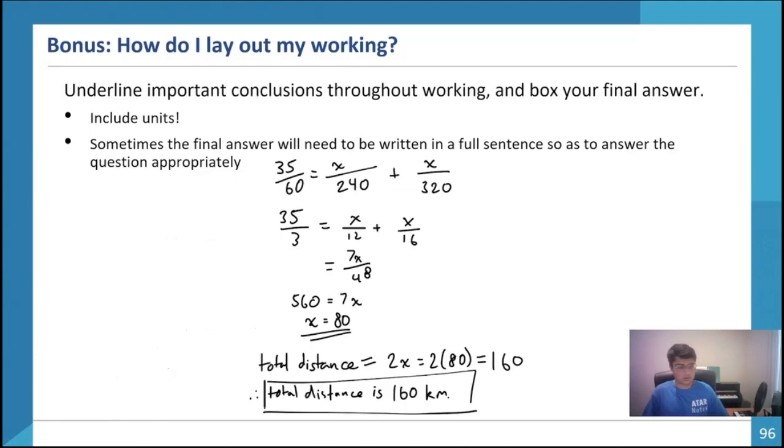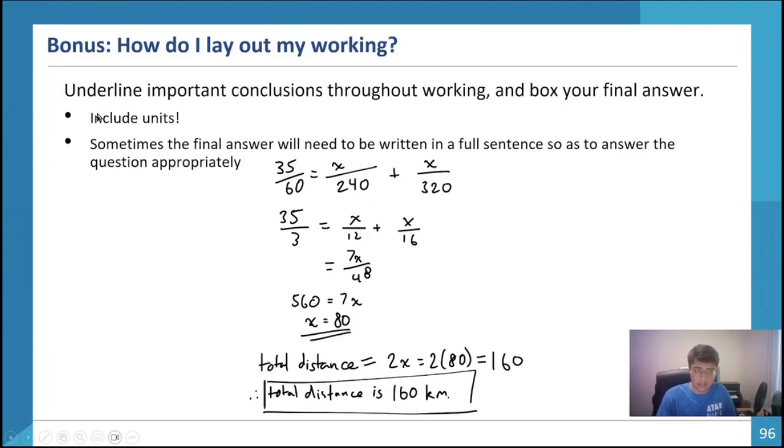And the last thing is to underline important conclusions throughout your working and box your final answer. In your final answer, make sure you include units, and sometimes you need to write it in a full sentence so as to answer the question appropriately. In this question, it's asking about the total distance. So you can see here, I figure out what x is, and I find that x is equal to 80. So that's some important info.